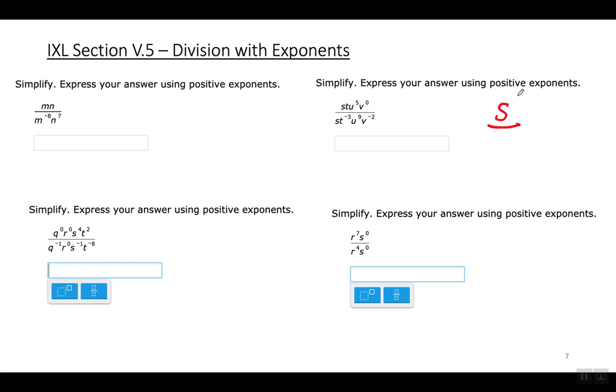The s's are s to the 1 power over s to the 1 power. Basically, they cancel out. If you subtract them, 1 minus 1 is 0. And any number to the 0 power equals 1. All right, so no matter how you think about it, they cancel out.